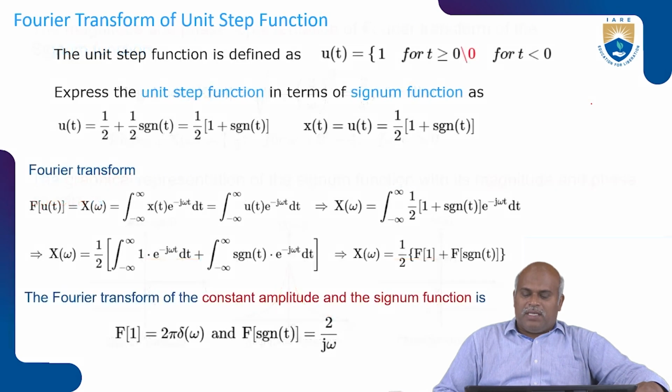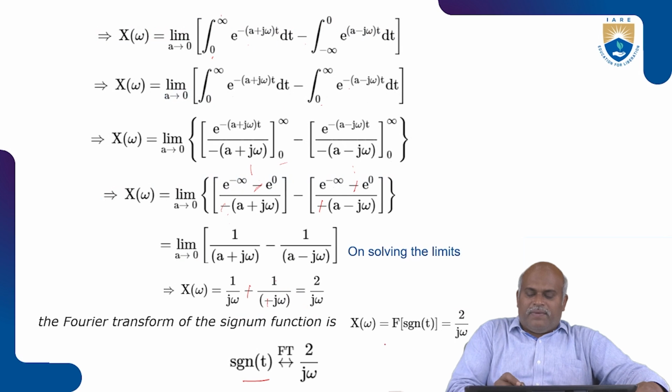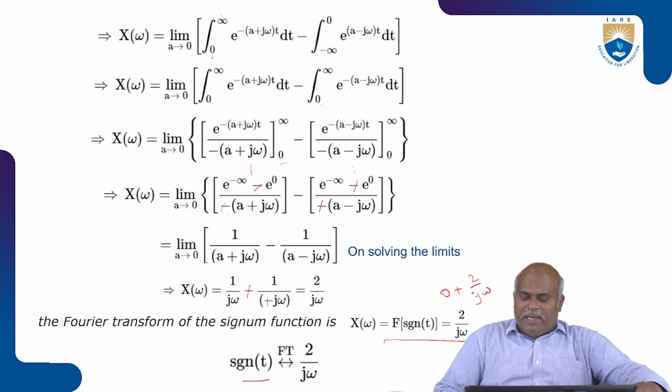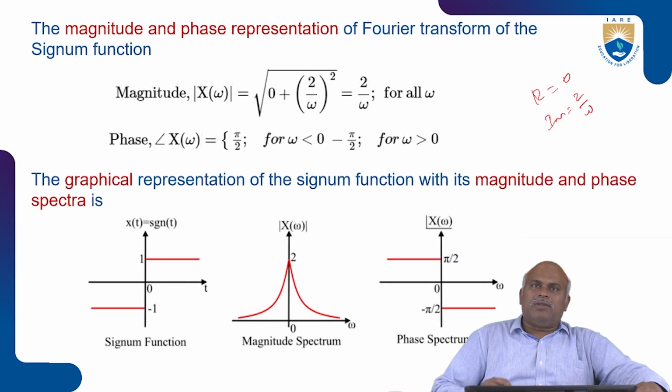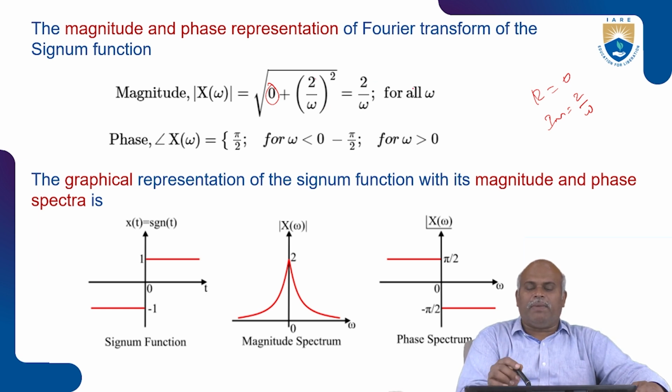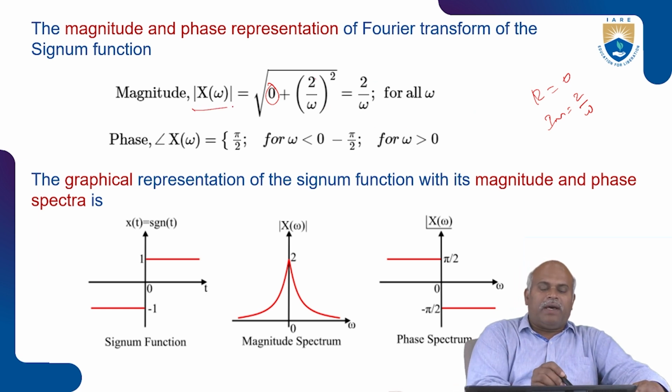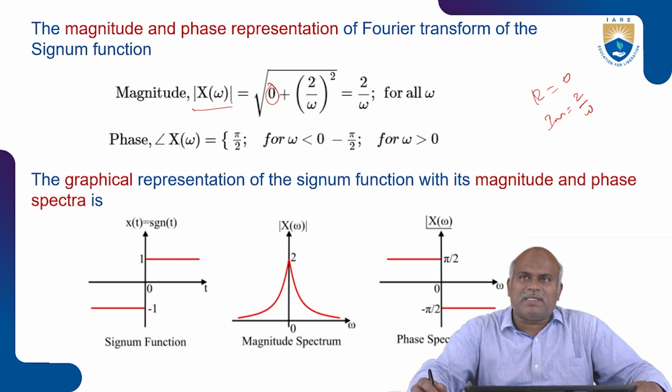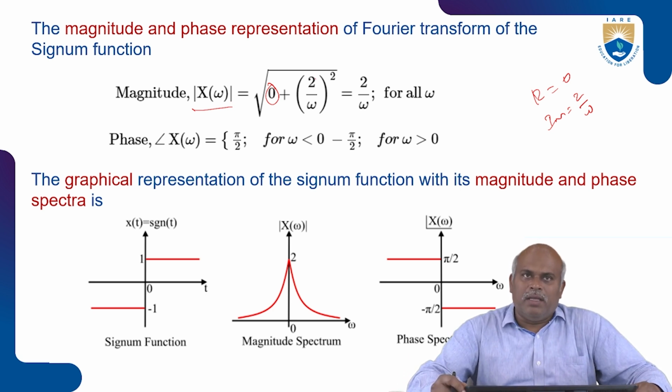Okay, so for this case, there is no real part, it is 0 plus 2 divided by j omega. So only the imaginary part is going to be available. So that's why the real part is represented as 0, and (2 divided by omega) whole square. Then we can simplify it to 2 divided by omega for all values. The magnitude is represented as 2 divided by omega.